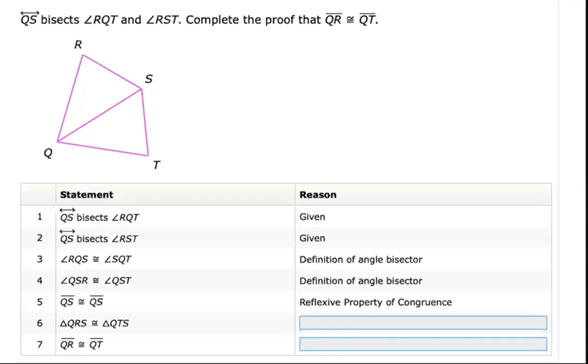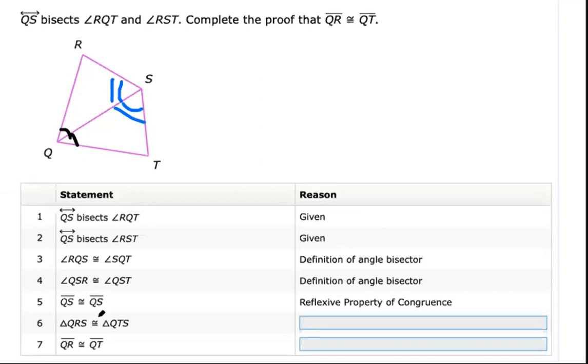The next one, RQS. So let me write that out. RQS, so this angle right there is going to be congruent to SQT. So those two angles are going to be congruent to each other. The next two angles are going to be congruent to each other. I'm just changing my color so you can see it. QSR right there is going to be congruent to QST. So these two right there, and I'll do an extra line there so you can see it. So this is what they've given us so far.